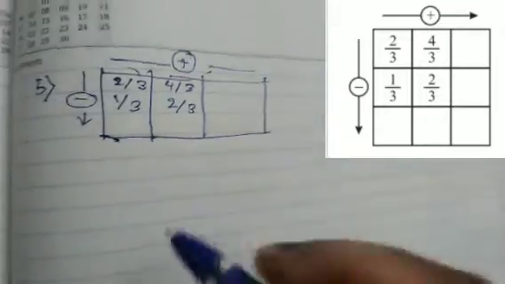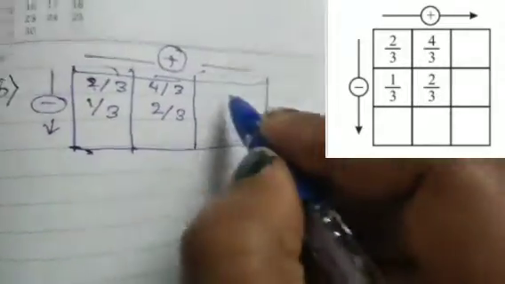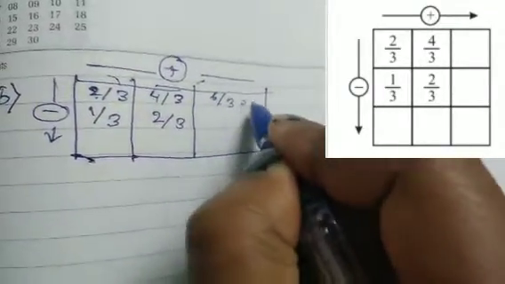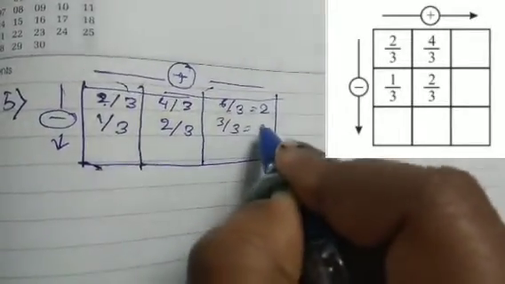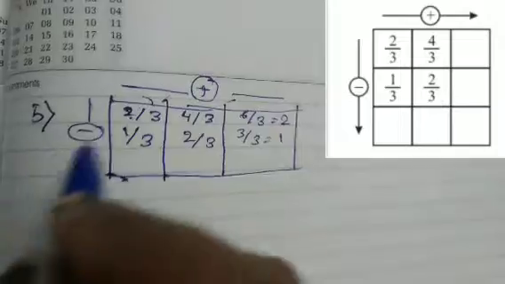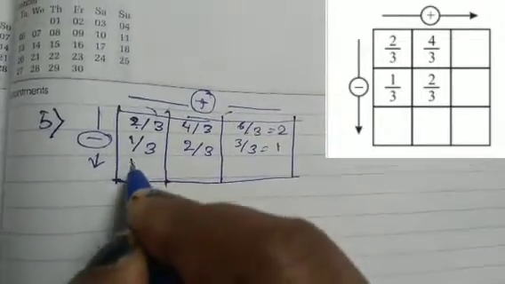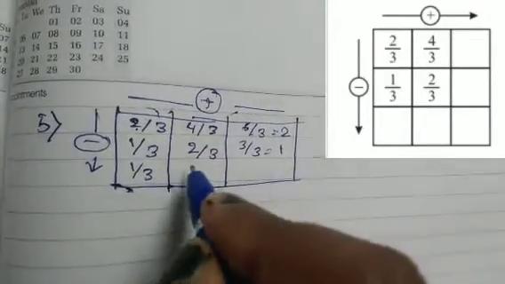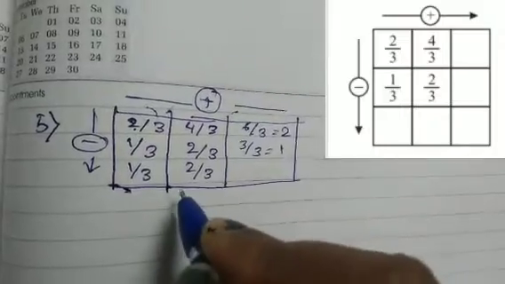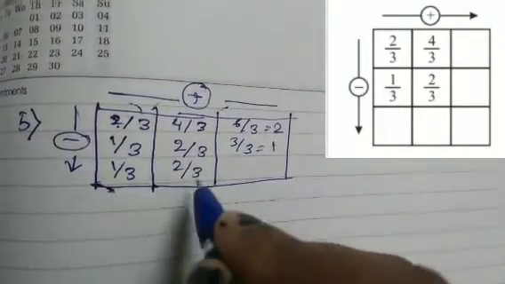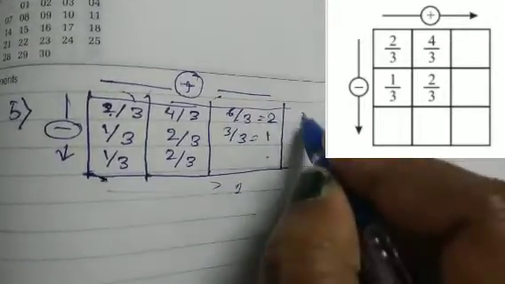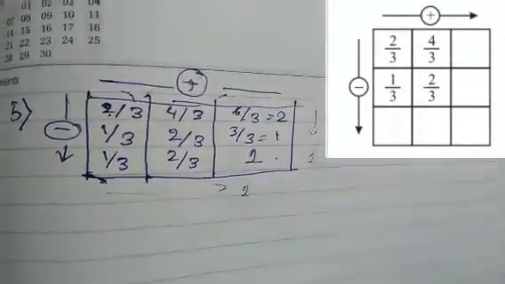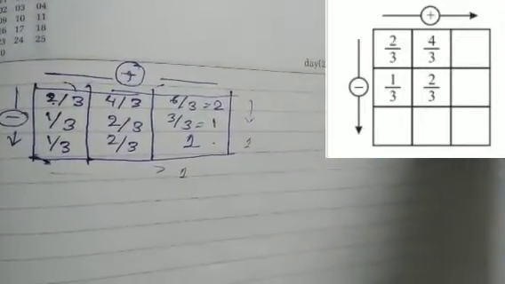Now 2/3 plus 4/3. Very fast. 6/3, that is equal to 2. 1/3 plus 2/3, 3/3, that is equal to 1. Minus: 2/3 minus 1/3, 1/3. 4/3 minus 2/3, 2/3. Here you see 3/3 will become 1. Even if you go this way, it's becoming 1. If you go this way also, it is becoming 1. So this is the addition subtraction box.